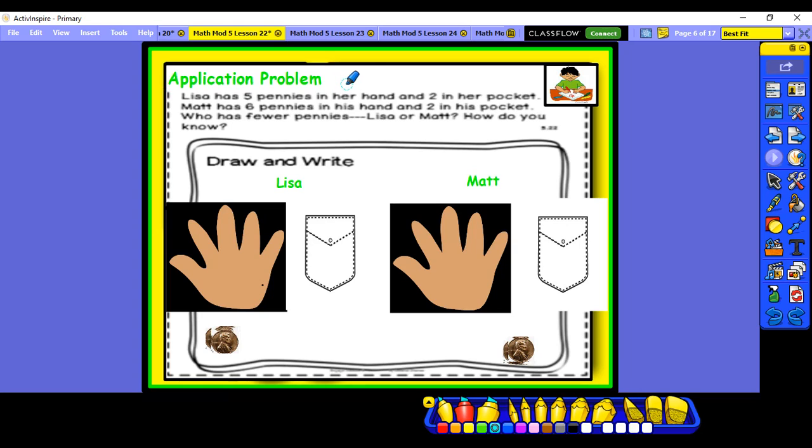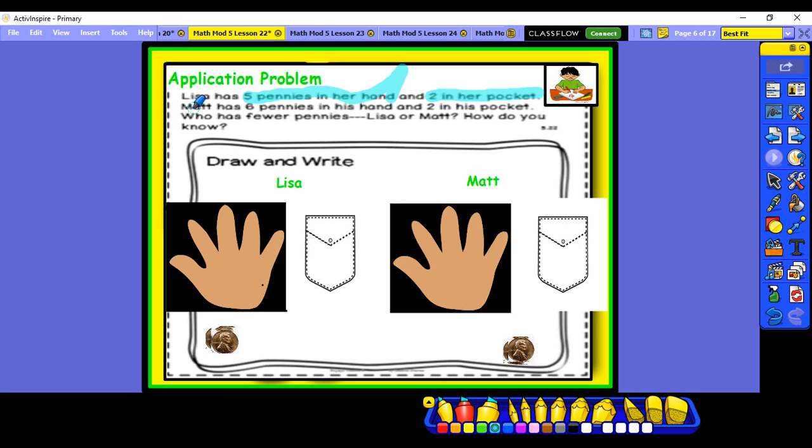Before we start comparing our teen numbers, let's be mathematician magicians and use our story problem to help us compare sets that are not our groups of teens. Let's look at our story and figure out what is important in the story. Lisa has 5 pennies in her hand. Did you hear something important? Yes, 5 pennies in her hand and 2 in her pocket.